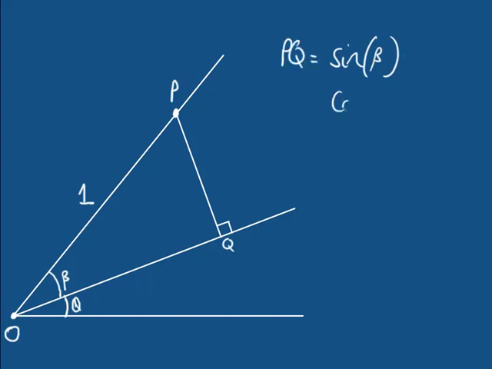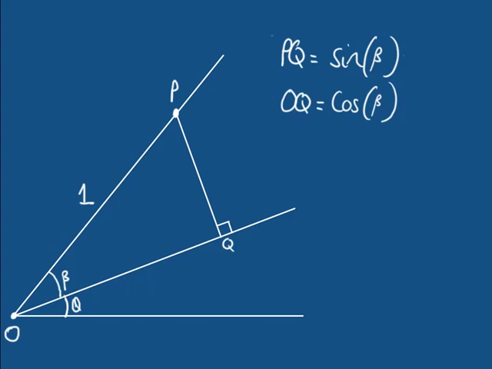We can find the cosine of beta. We know that's equal to the adjacent over the hypotenuse. Well, the adjacent to beta is OQ, and the hypotenuse again has a length of 1. So if we were to divide this by 1, well, that just becomes OQ. So we can see the cosine of beta equals OQ, which again is going to be more useful for us to have written as OQ is equal to the cosine of beta.